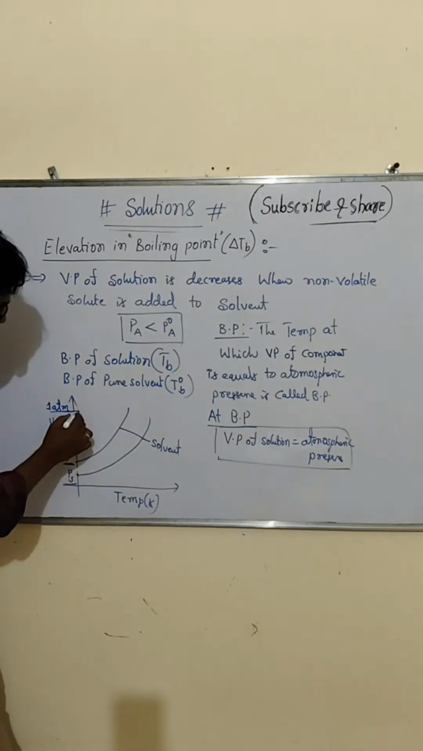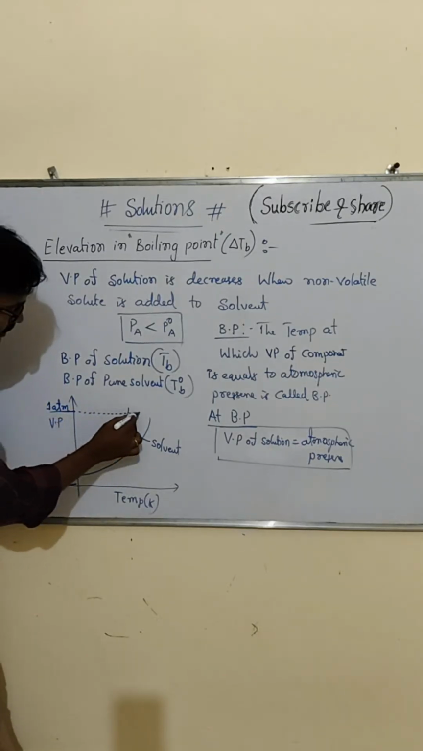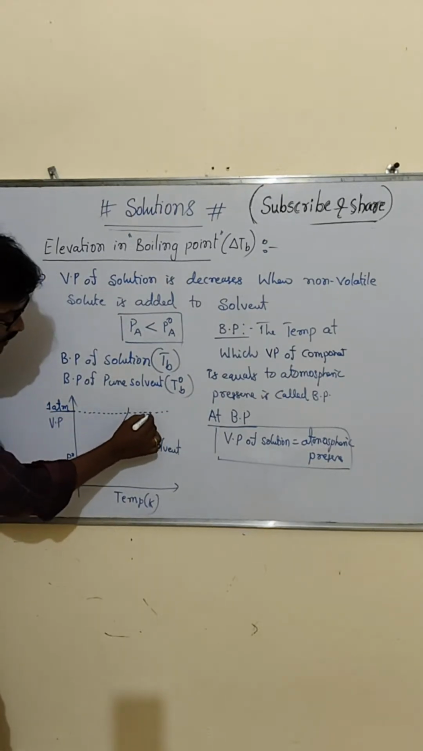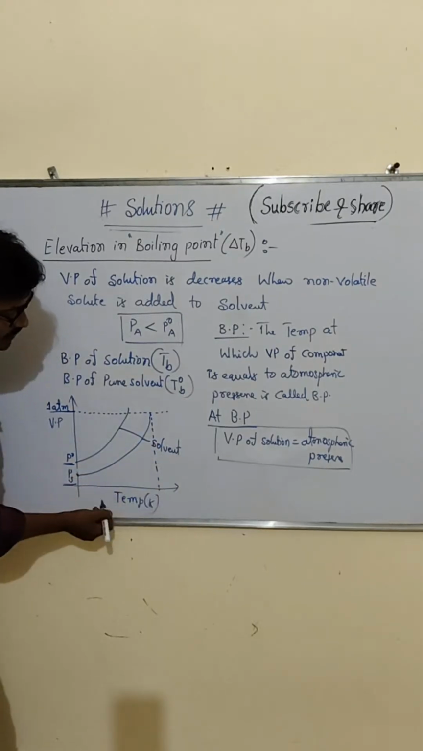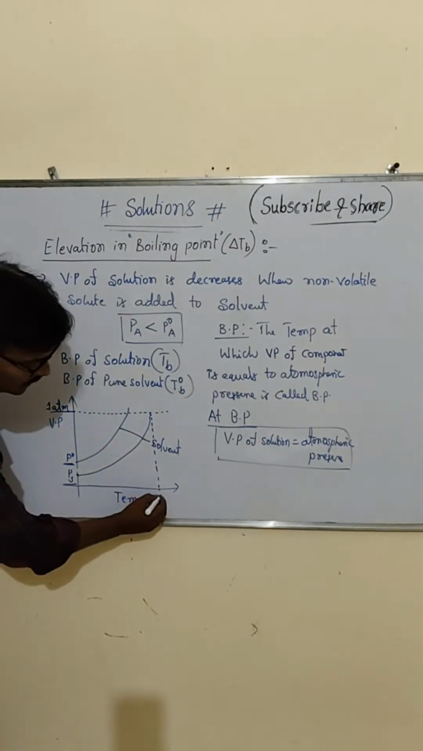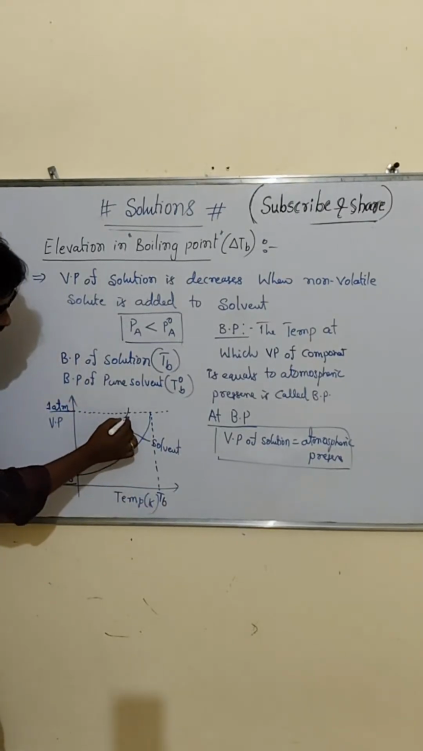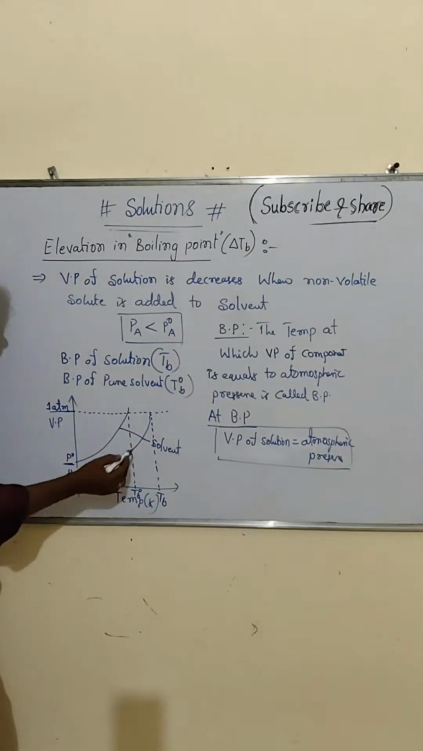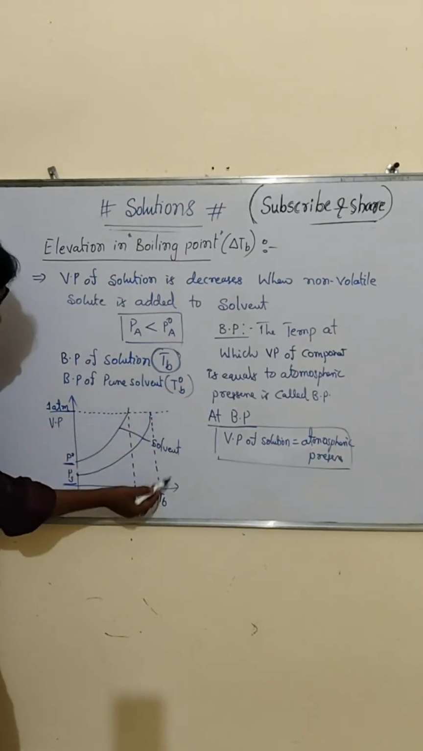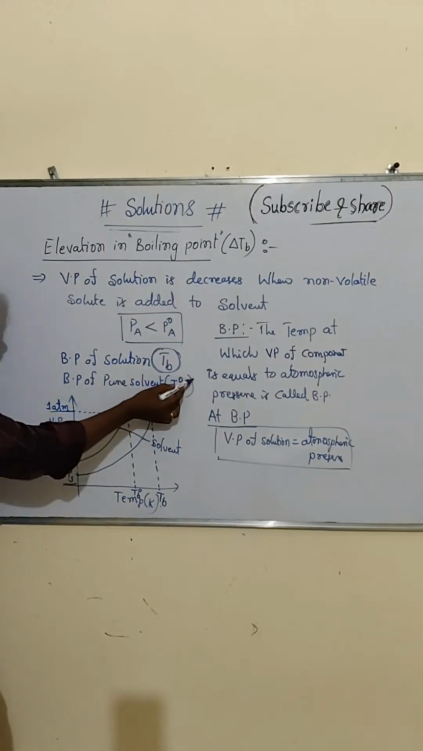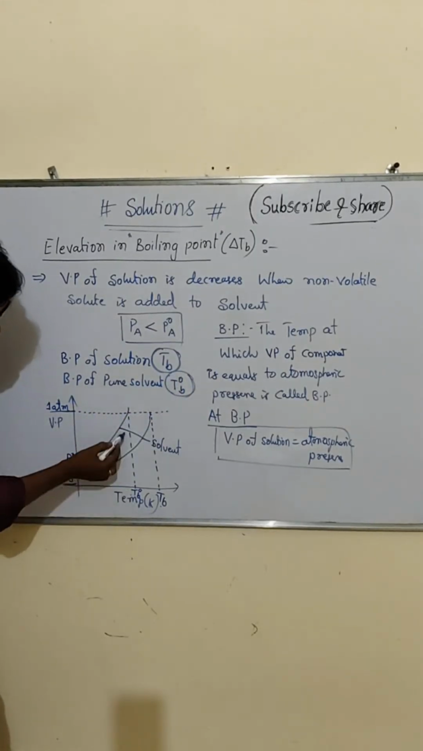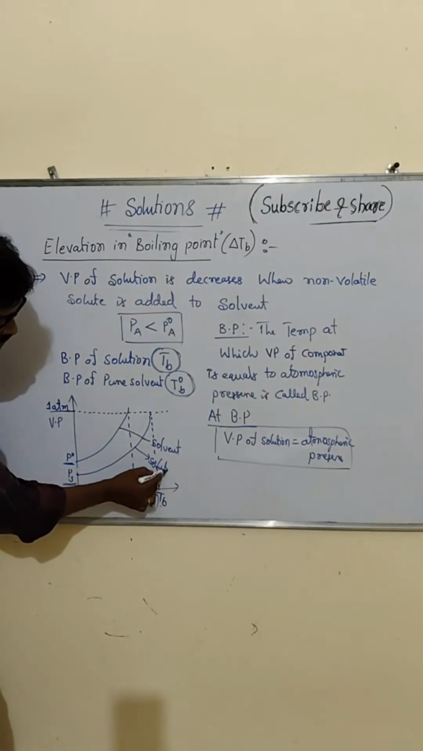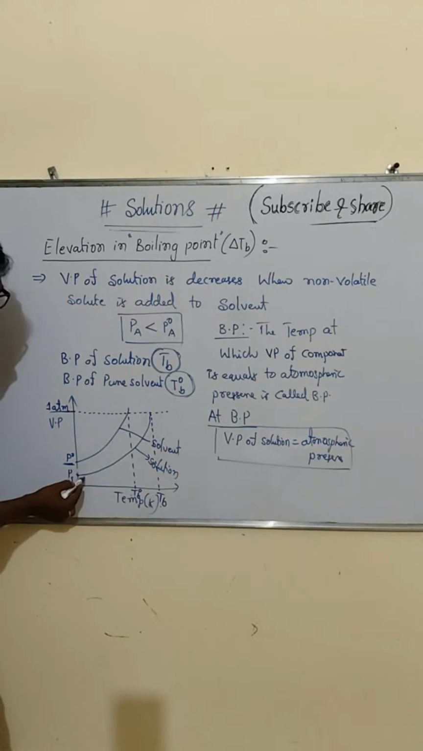At this temperature, at this pressure, look at where the temperature is. So this is TB for the solution. This is T naught B, the boiling point of pure solvent. TB is the boiling point of solution. T naught B is the boiling point of pure solvent. This is for solvent. This is for solution.